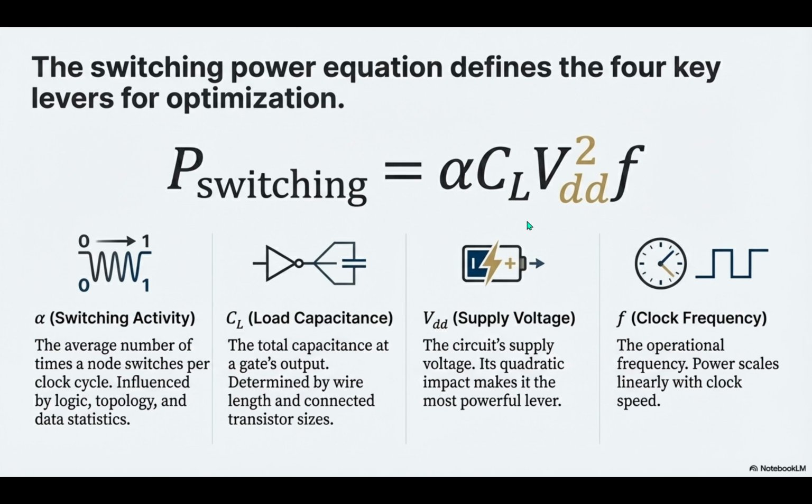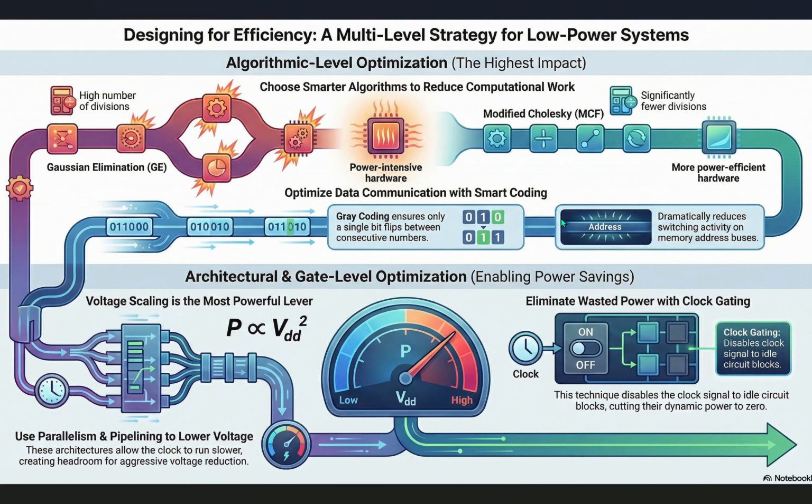Wait, I want to make sure everyone listening really gets that. If I design a system where I can lower my operating voltage by, let's say, 20%, I don't get a 20% power saving, do I? Not even close. You get a massive return on that investment. You cut VDD by 20%, you end up cutting your switching power by almost 36%. 36. Wow. That VDD squared effect is why the entire art of low power design is built around finding clever ways to push that voltage as low as you possibly can.